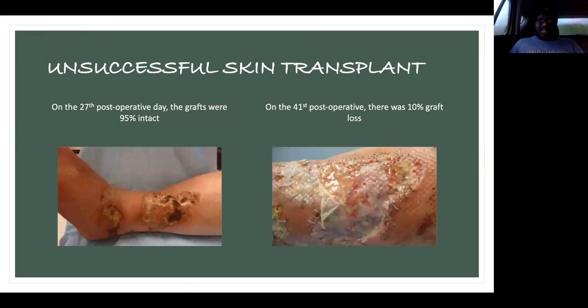So these are the example pictures of unsuccessful skin transplantation. On the 27th post-operative day, the grafts were 95% intact. Intact means it's complete. You can see on the left hand side. On the right hand side, on the 41st post-operative day, there was 10% graft loss. So it becomes bad after he stopped the warfarin.